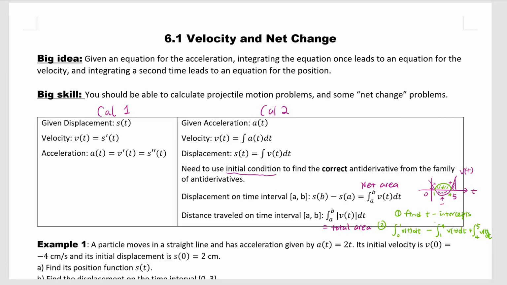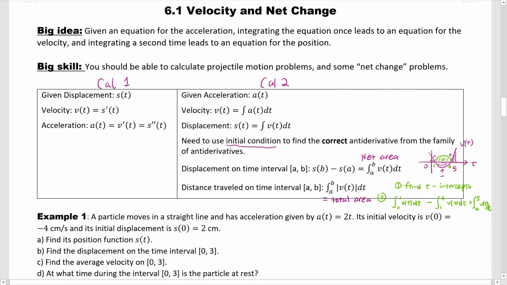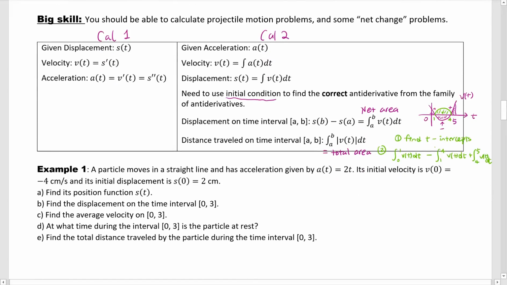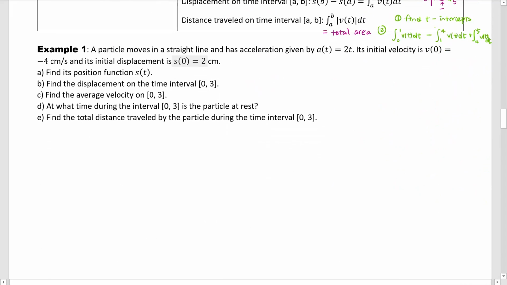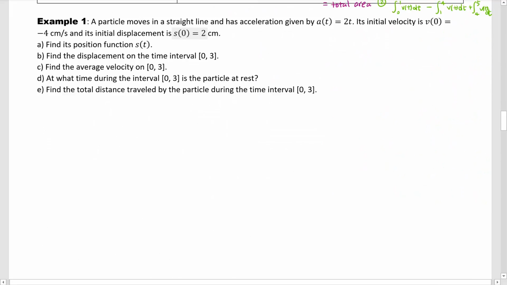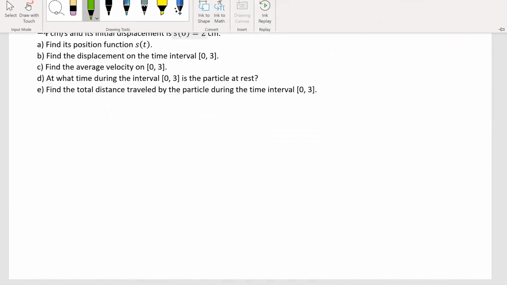We will see more examples and calculate the distance later. But the idea is, if the area is above, just add it. If the area is below, you need to subtract to make it positive. So in order to find the distance, you actually need to sketch the graph of the velocity function. You need to know where the velocity is positive and where the velocity is negative. Okay, so let's continue.